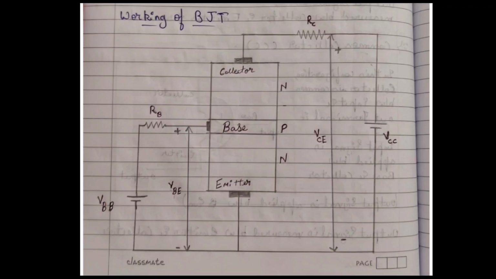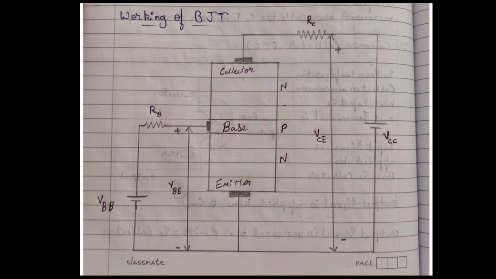Now we look into the working of BJT. The circuit diagram for the BJT is as follows, and using this diagram we'll understand the working of BJT. So we can see that the base and emitter junction is being forward biased, and the collector and the emitter junction is being reverse biased.